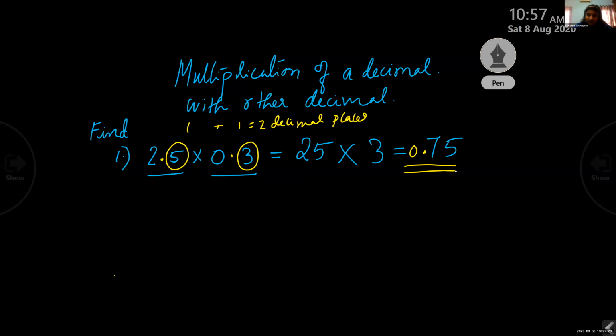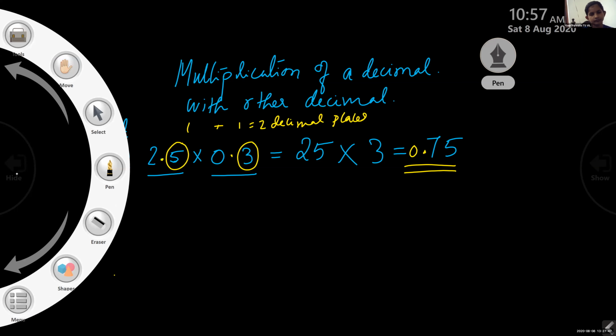So what you have to do is simply multiply as numbers. Then you have to check in the first decimal, after the decimal point, how many places are there. Then again in the second decimal, after the decimal point, how many places are there. Add the number of places. That many places should come in the answer. Clear? Yes, ma'am. I'll give you the next question.